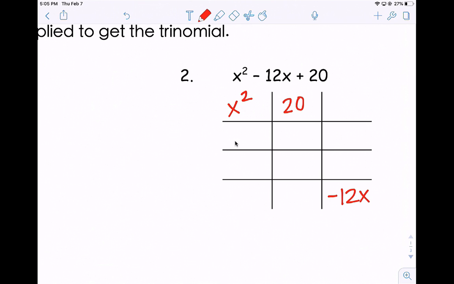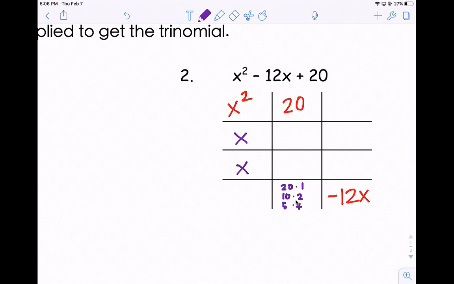Okay, so again, our questions that we ask ourselves are what times what will give us x squared? What are the factors? Factor means what multiplies. What are the factors of x squared? So that's going to be x times x again. Then we're looking for factors of 20, and again, remember over here, we're trying to add and subtract to get to 12. So for 20, we could write all the factors down here. We have 20 times 1, we have 10 times 2, we have 5 times 4, right?